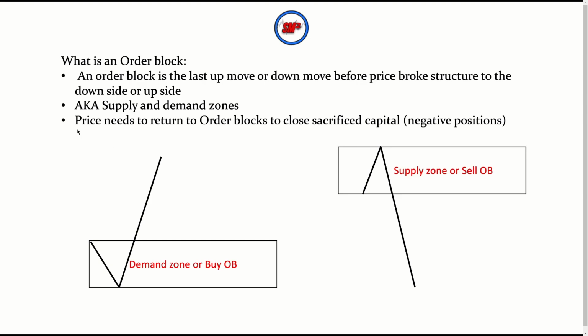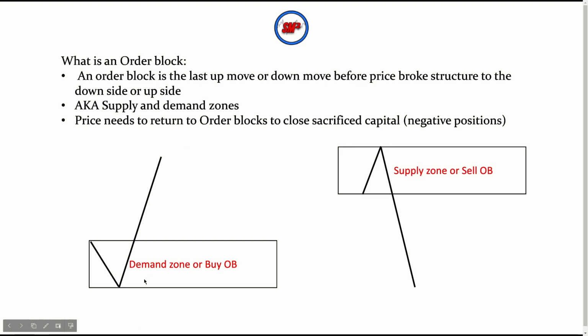And now, why exactly are we trading from order blocks? So let's get that clear. The reason why we're trading from order blocks is because price needs to return to order blocks in order to close sacrifice capital or negative positions, right? They need to mitigate an order block, right?